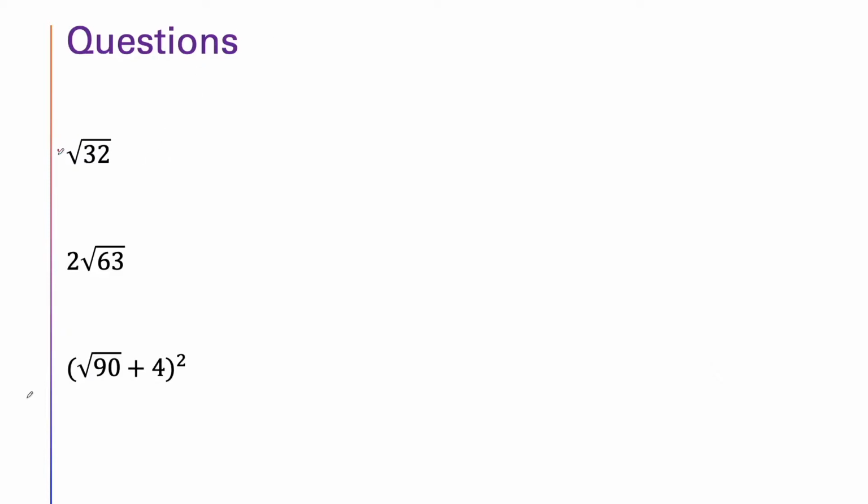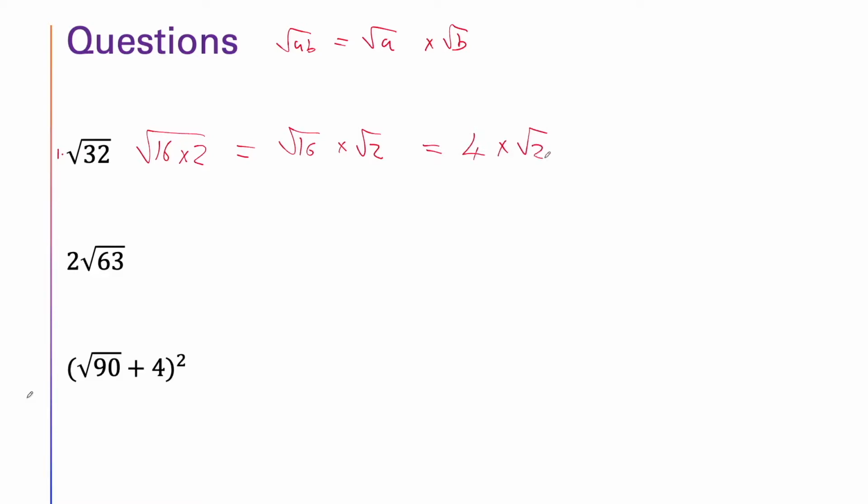Okay, question 1. Square root of 32 can just be written as square root of 16 times 2, as 16 times 2 is 32. Square root of 16 times the square root of 2, because we said that square root of ab can be written as square root of a times the square root of b. So a is 16 and b is 2. Square root of 16 is just 4. And square root of 2 cannot be simplified any further. It is an irrational number. Square root of 2 times 4 is just 4 root 2.